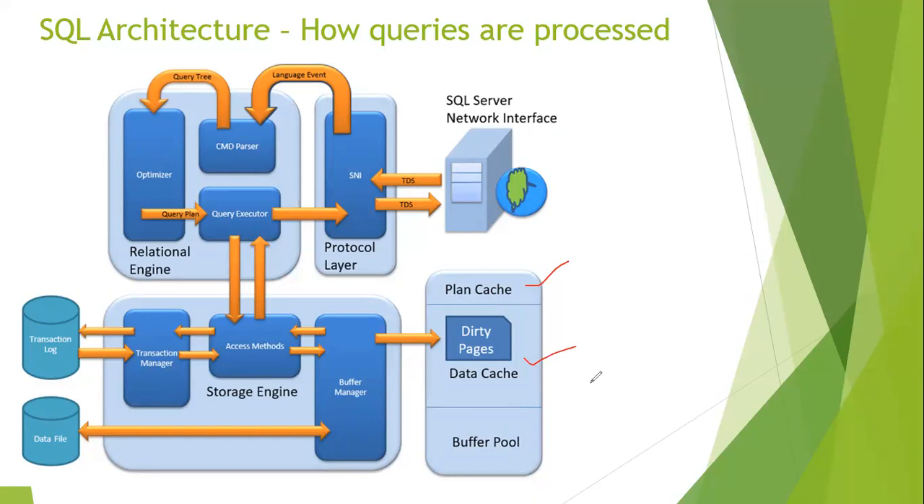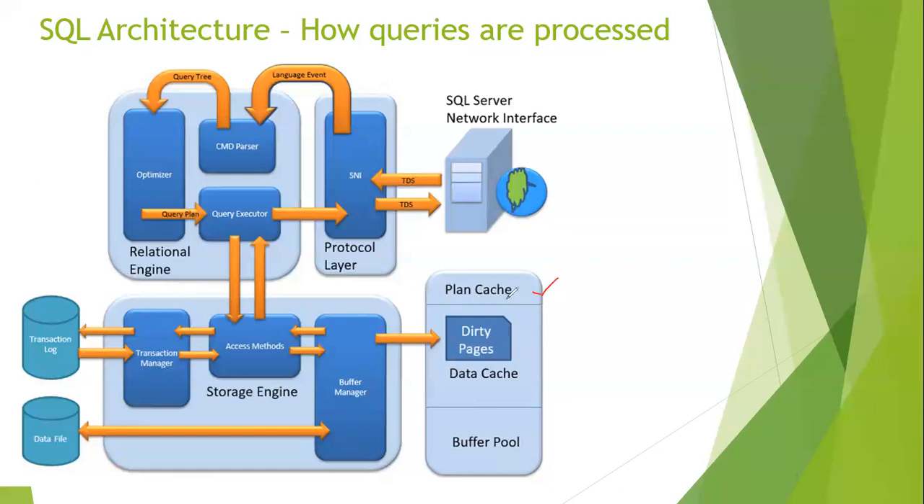I have a question as well. The optimizer checks if we have pre-stored plans or not in the plan cache. If it found one, what's the flow? Does it go from plan cache to buffer manager to access method, and then to the query executor? Let's say we found a pre-stored plan in the plan cache, what's the flow going back?